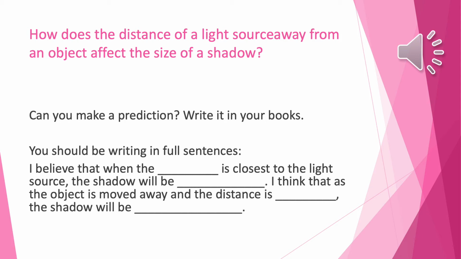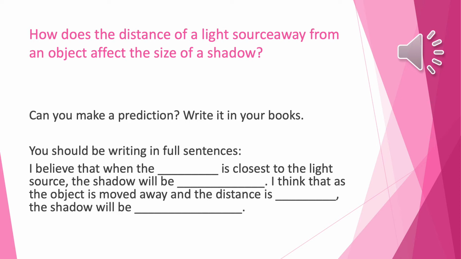So what we would do first in our investigation is we'll make a prediction. So write it down, note it down into your exercise books if you've got one, or onto a piece of paper, but keep it safe because you're going to need it next week when we do our evaluation. So you should be writing in full sentences. You can use my model or you can write your own, but this model shows you where to fill in the gaps. So I believe that when the object is closest to the light source, the shadow will be, you either think it's going to be bigger or smaller.